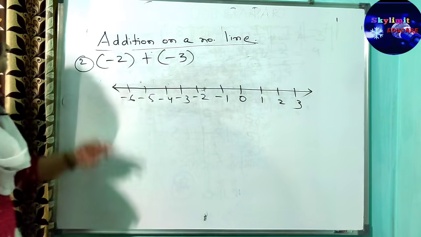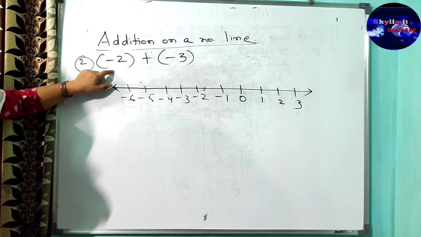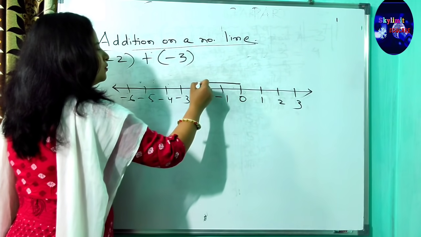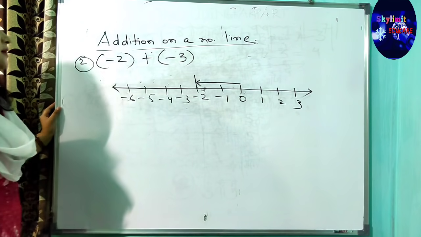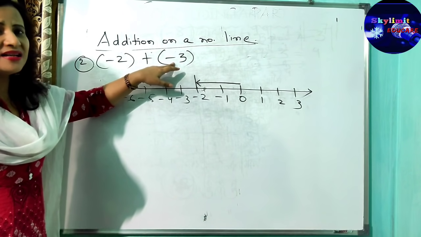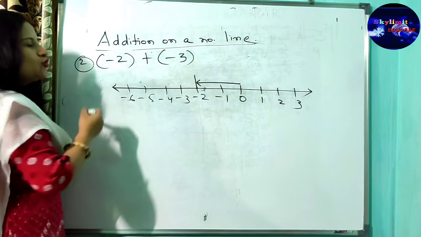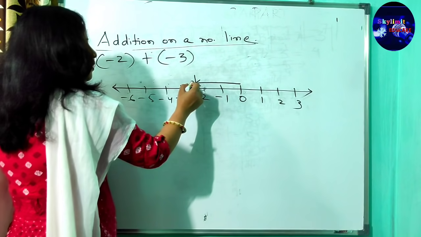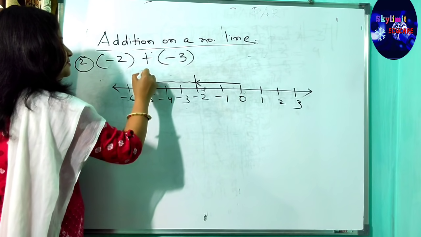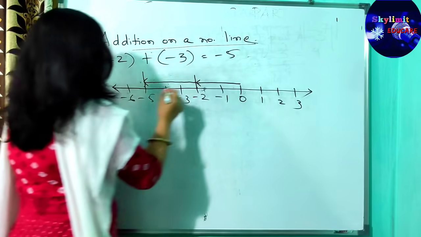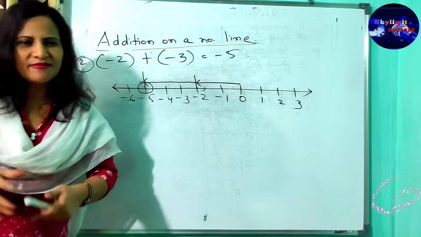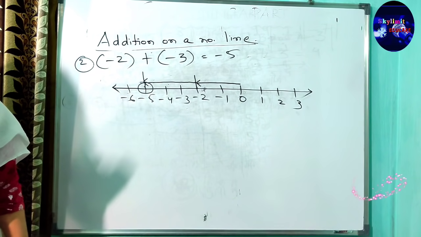0 is the center, right? Now, the first number from 0 is negative. Move towards the left, from 0 up to -2. Next number you're adding is -3. So -3 means 3 steps towards the left, yes or no? 1, 2, 3 steps again from here towards the left. So what do you obtain? -5, right? You're absolutely right. You obtain -5.